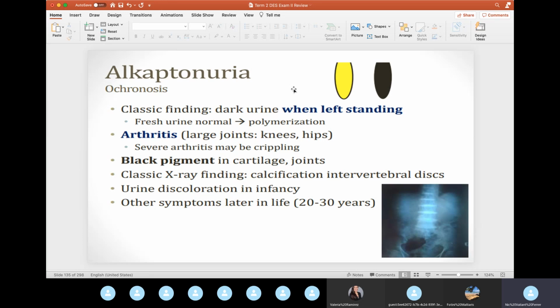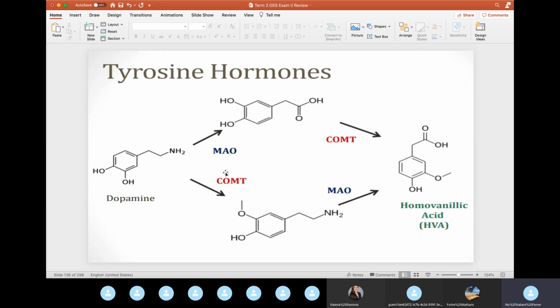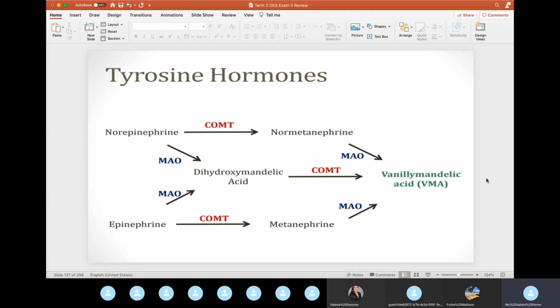What can we see? Arthritis, severe arthritis. You're going to have black pigment in your cartilage and your joint. Okay, so dark urine when left standing. Again, we talk about MAO and we talk about COMT. Talked about the end product, vanillylmandelic acid, which is increased in what disorder?